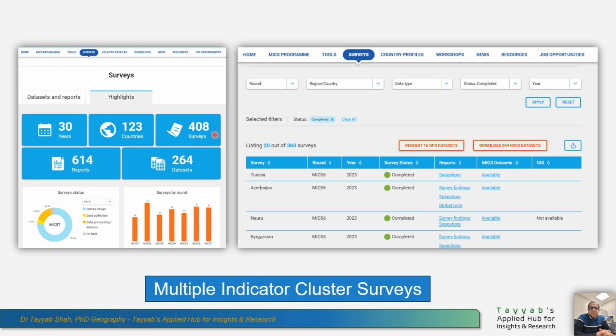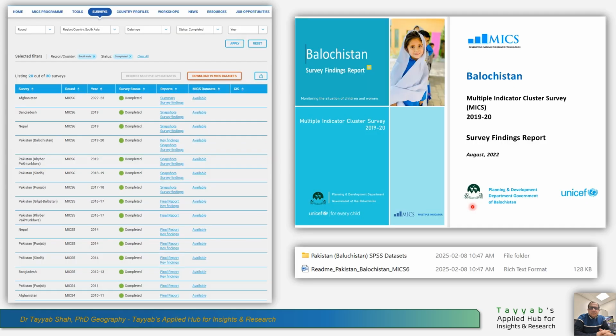You can also see the number of surveys over here. The second tab, data sets and reports, is important to understand what documents and data sets are provided, and I'm going to discuss that in detail. For example, in the case of Balochistan, Pakistan, the most important piece you need to consult is the survey findings report. It is a detailed report of over 200, even 700 pages, and you need to read different sections thoroughly, because it will be important when you are building the research questions and then preparing the data for analysis.